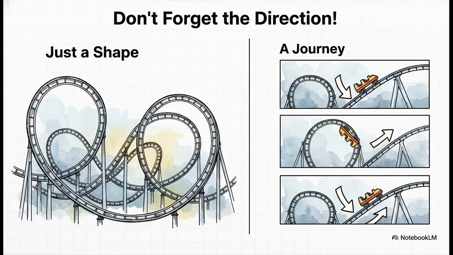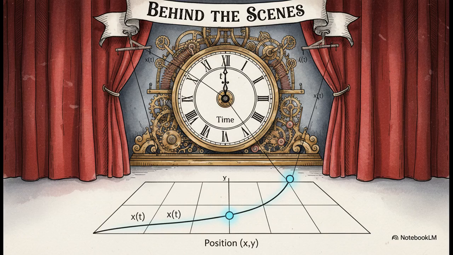Forgetting the direction arrows is like showing a picture of a roller coaster track without the cart. Is it going up the hill or screaming down it? The arrows are absolutely essential. They're what turn a static shape into a dynamic journey. So don't forget them. And finally, remember that t itself does not appear on your XY graph.